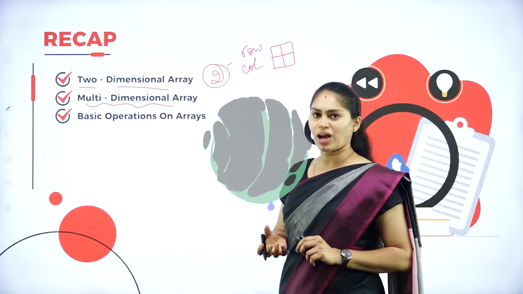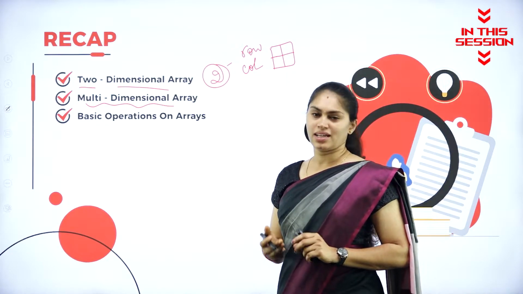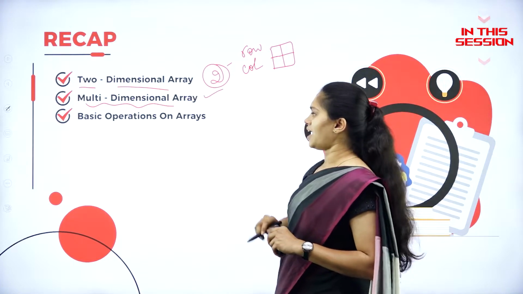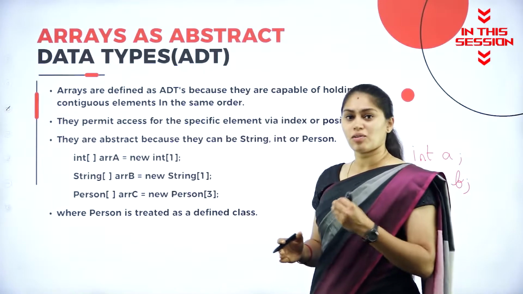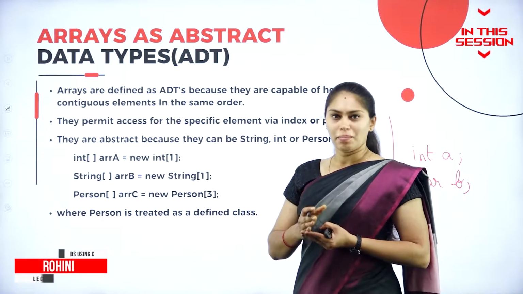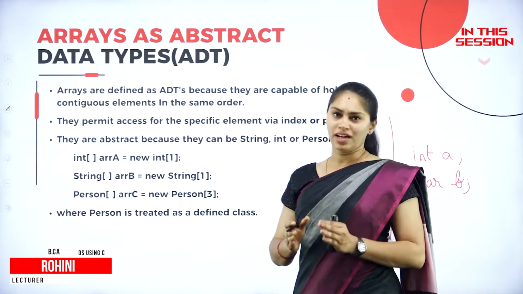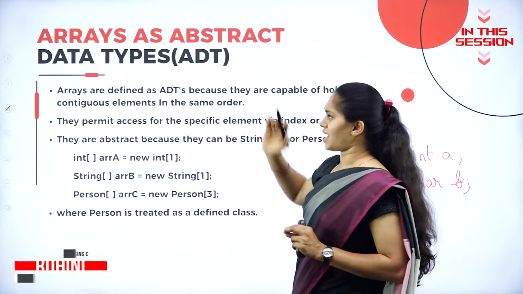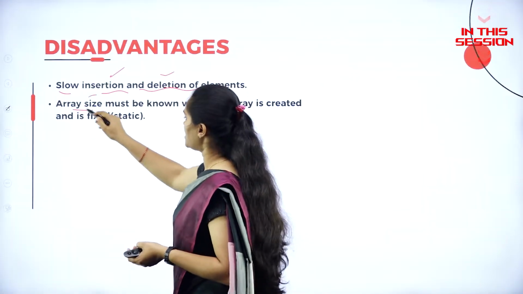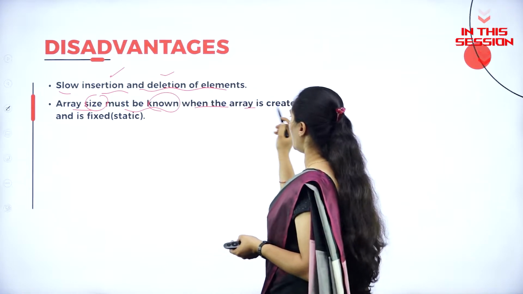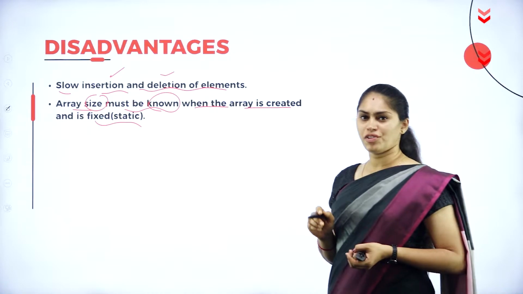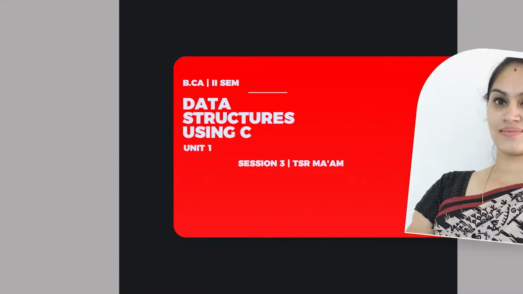So when we are going to have more than 2 subscripts in an array in order to access that element, then we are going to call that a multi-dimensional array. We are only focusing on the operations and behavior of a particular data type. Then we are going to call that an abstract data type. Array size must be known when the array is created. That is why it is considered as what? Static or fixed size of an array.